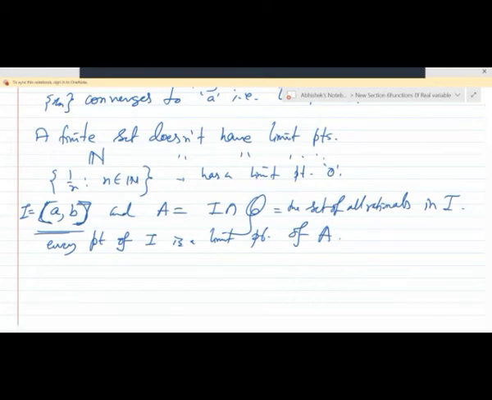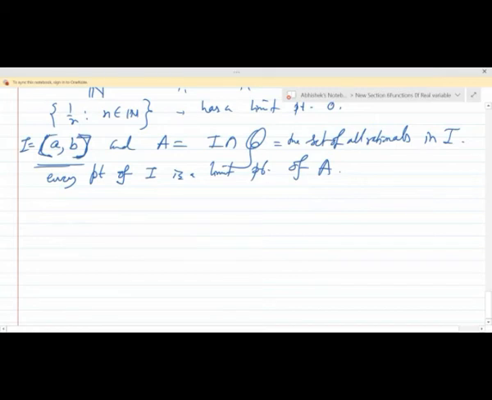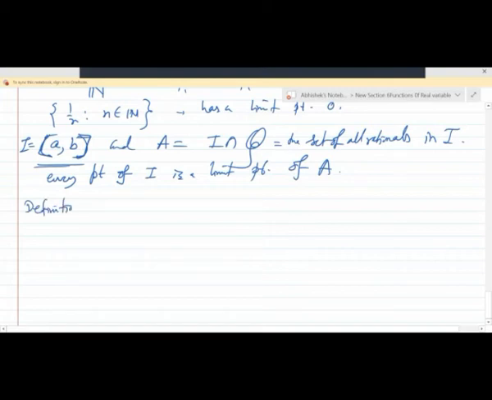Now let us move to define the precise definition of a limit of a function f from a subset A to R at a point small a, which will be considered as a limit point of the set A. So the definition is like that.